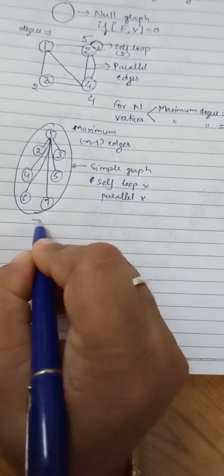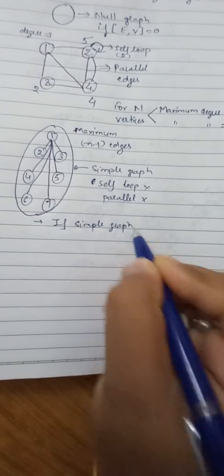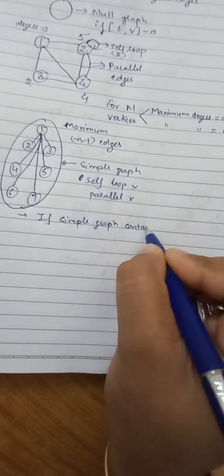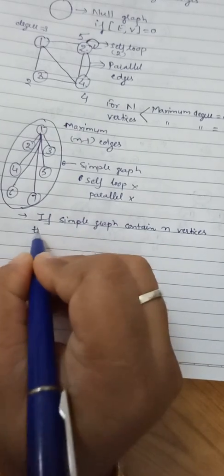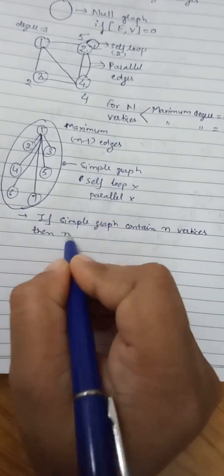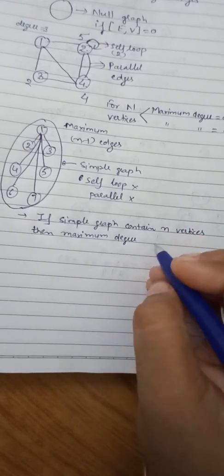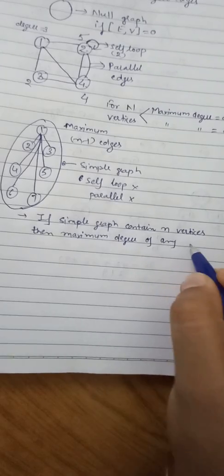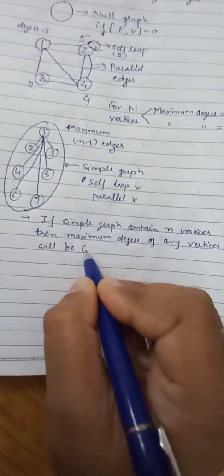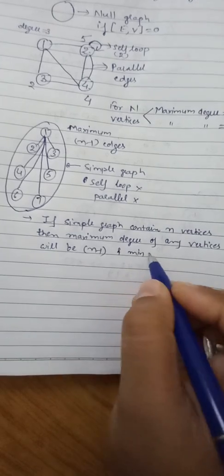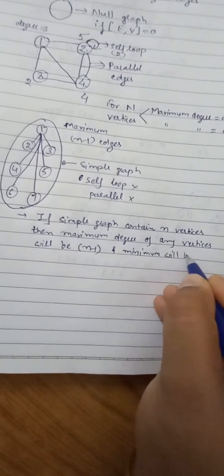So we can say simply, if a simple graph contains n vertices, then the maximum degree of any vertex will be n minus 1 and the minimum will be 0.